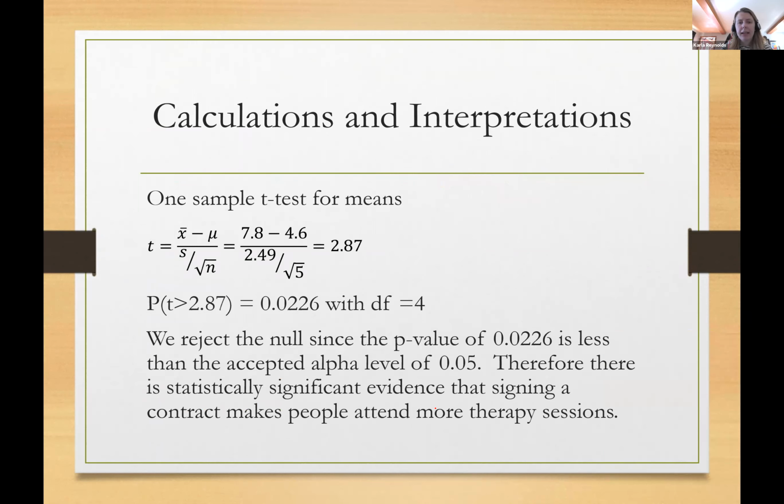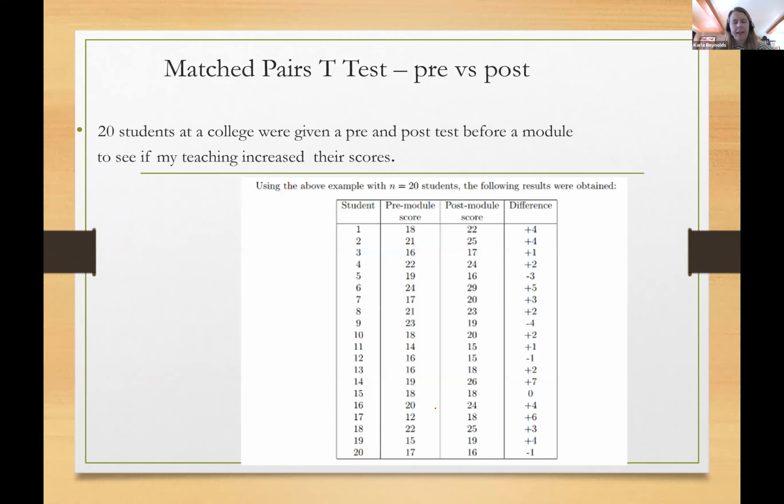All right, so here are the calculations all in there, and then you get the probability that t is greater than 2.87, and we get 0.02, which is less than the normal acceptable alpha level of 0.05. So there's statistically significant evidence that the contract makes people attend more therapy sessions.